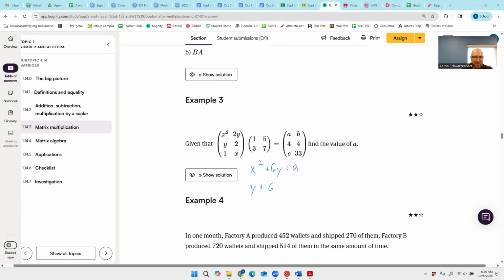Okay, so row 1, x squared times 1 plus 2y times 3. Row 1 times column 1. Now I'm doing row 2 times column 2. 1 times y plus 2 times 3 equals 4. Well, that's nice. y equals -2. That's helpful.